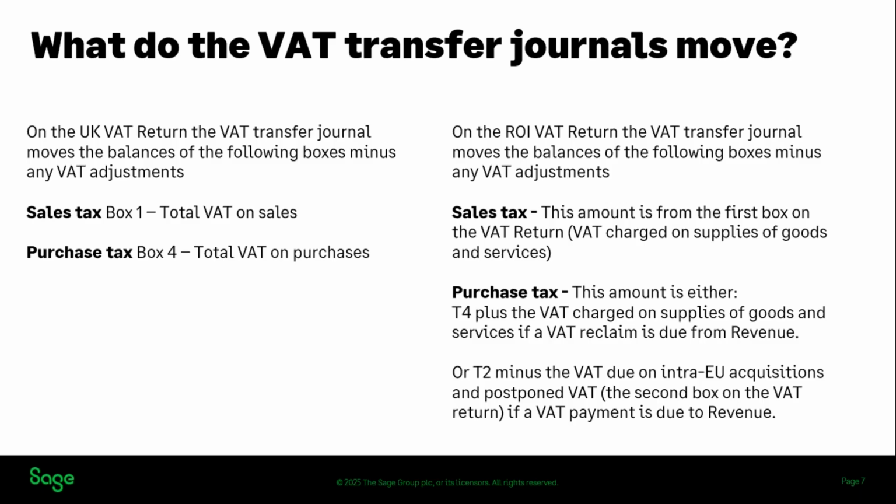Okay, so if it's a reclaim, it's going to be T4 plus the VAT charged on supply of goods and services. And if payment is due, it's T2 minus the VAT due on intra-EU acquisitions and postponed VAT. So that's the second box on the VAT return.